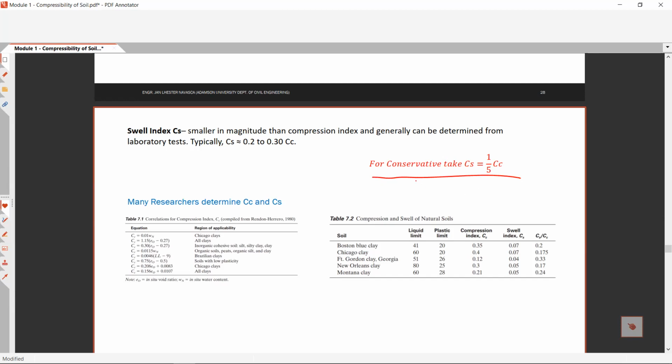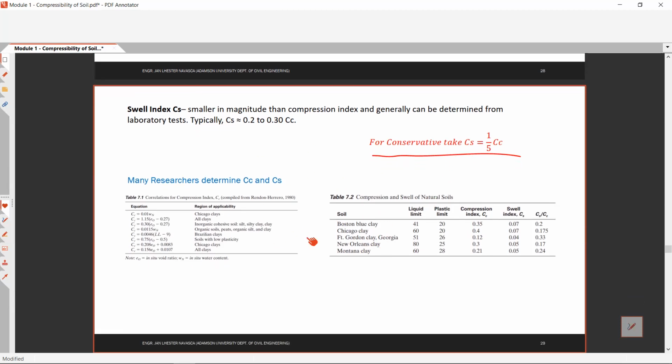So this is also what our examiner uses in geotechnical engineering: when the value of C sub S is not given, it is 1/5 of C sub C, or the compression index. The table below shows the values that many researchers determined for C sub C and C sub S. This one is the correlation for the compression index, and this one is for the swell index. So if you want a thesis topic in geotechnical engineering, maybe you can consider determining the value of the compression index and swell index.